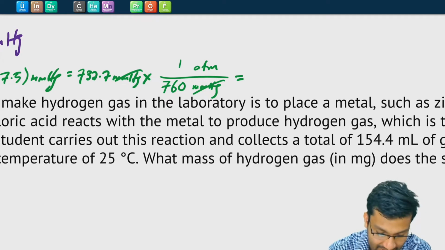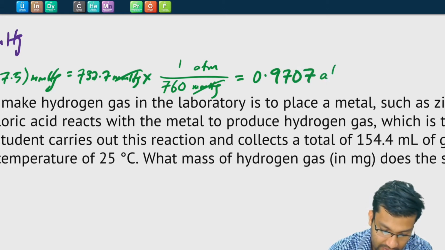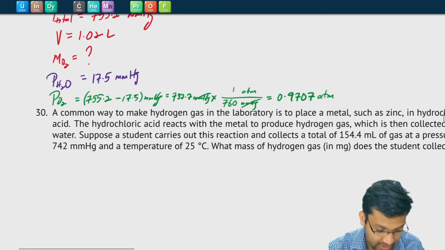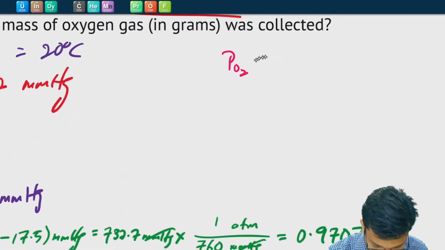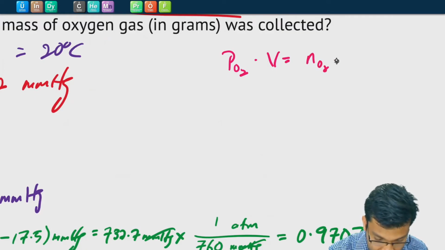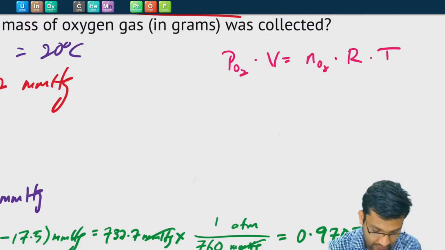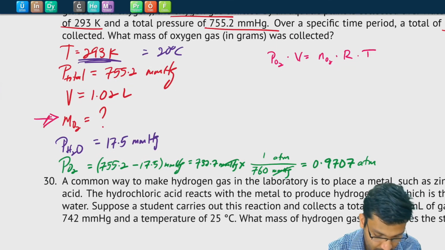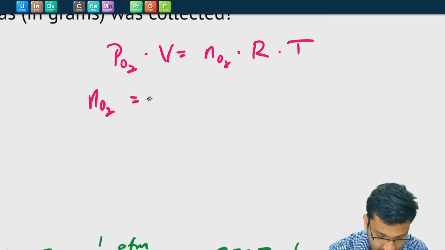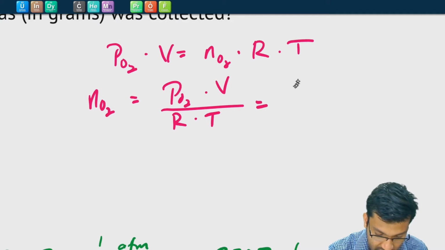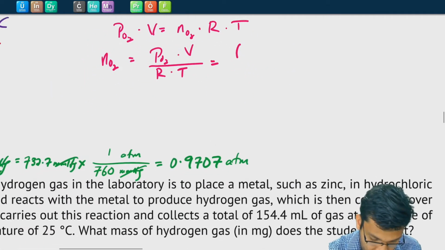But if I divide that, I get 0.9707 atmospheres for sig figs. Okay, so that's my partial pressure of oxygen. Now we know that the partial pressure of a gas times the volume is equal to the number of moles of that gas times R times T. Right? We don't need to know number of moles, we want to know mass, but we need to find number of moles first. So number of moles of oxygen will be partial pressure of oxygen times volume divided by R times T. We just plug numbers in. Lots of numbers to plug in, 0.9707 atmospheres.